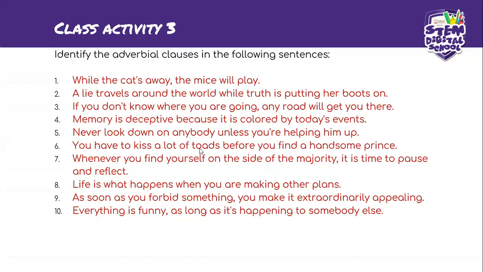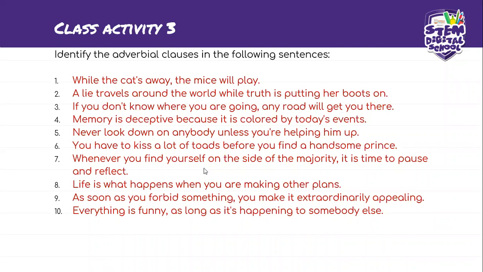Number 6, you have to kiss a lot of toads before you find a handsome prince. I think this one it will be good if a girl answers this one. Oh, it's Asanda again. Yes, Asanda. So I think it's before you find a handsome prince. Before you find a handsome prince. That's correct. Thank you.